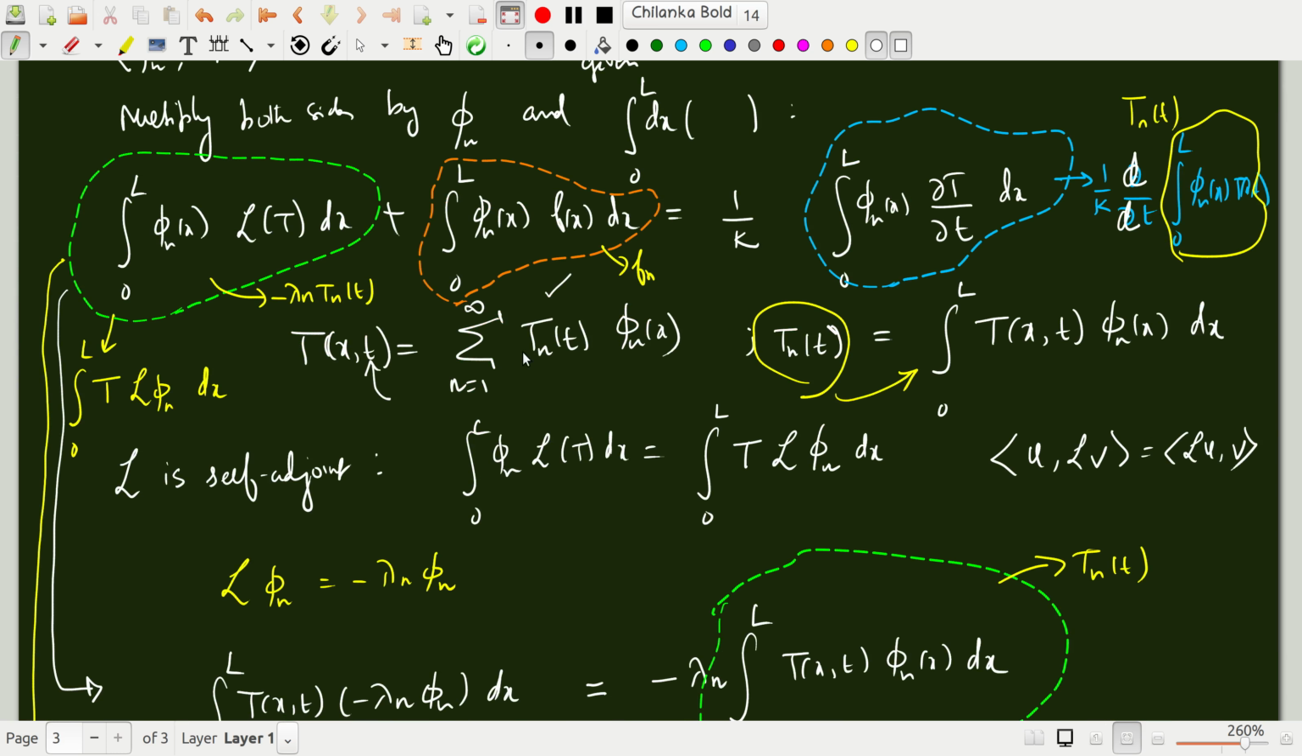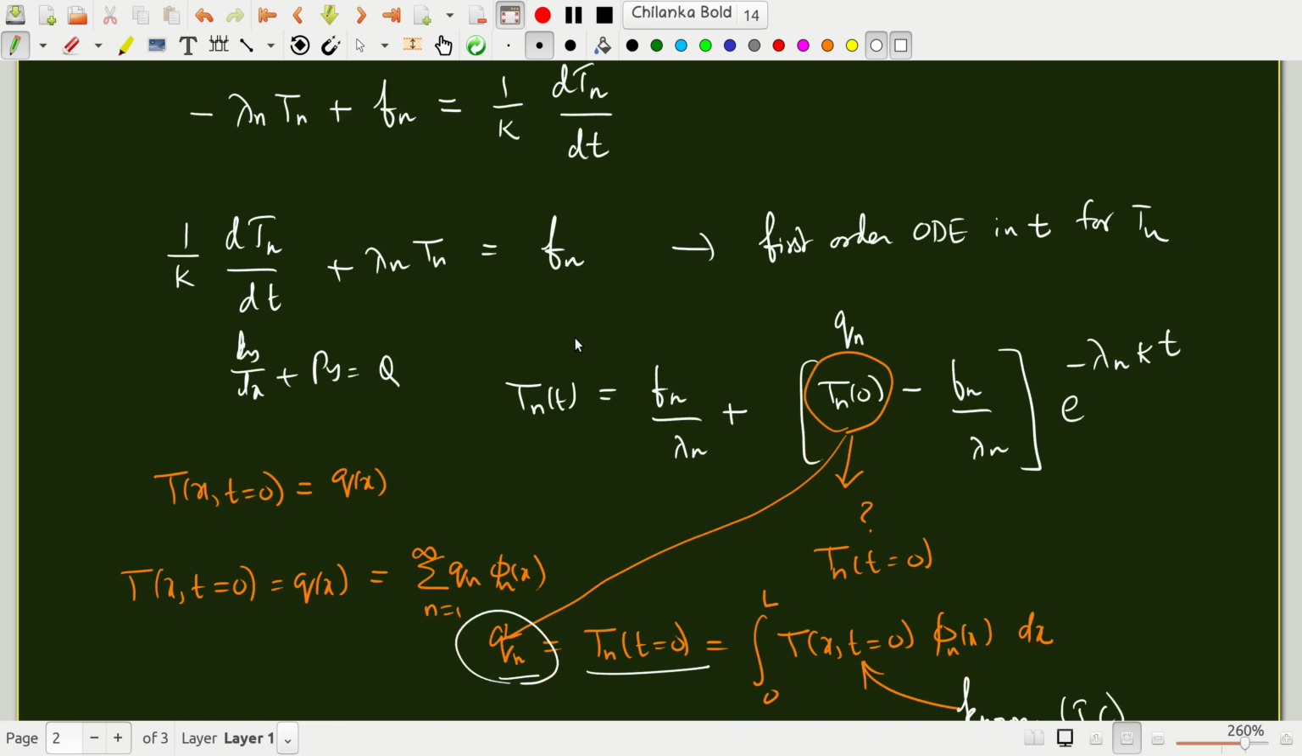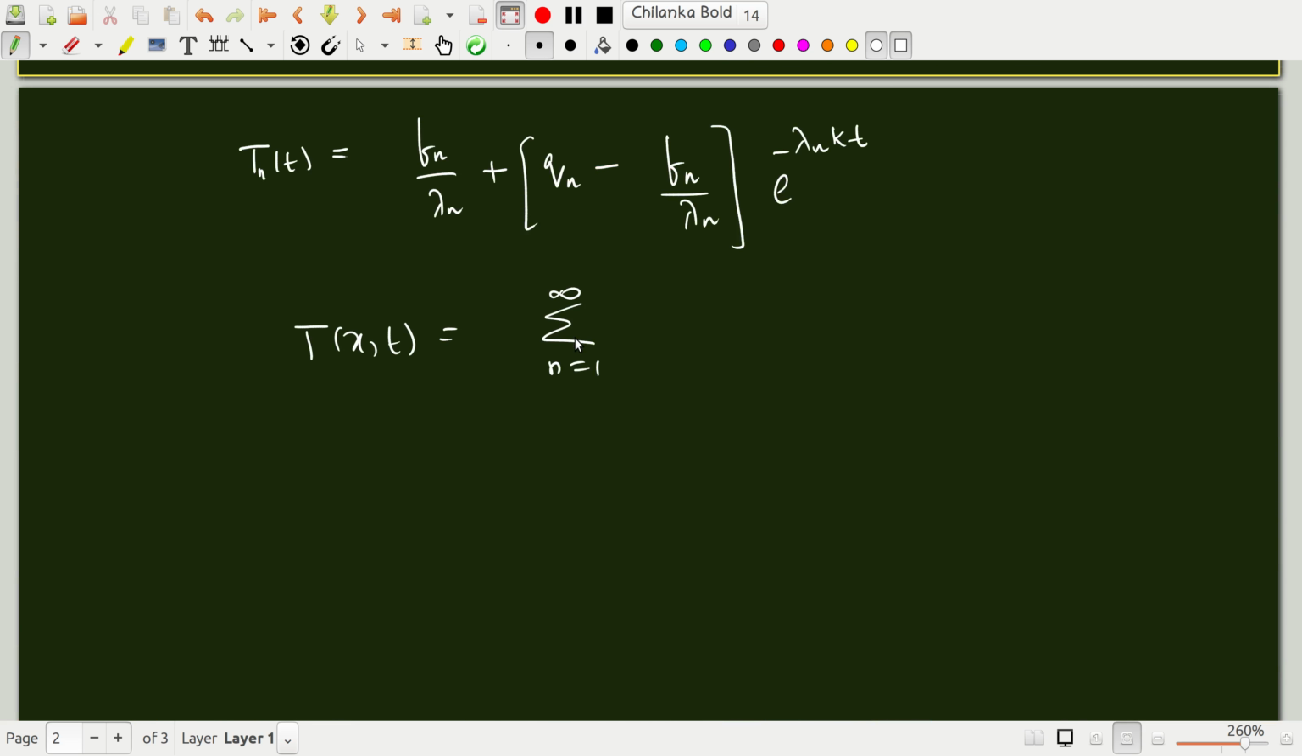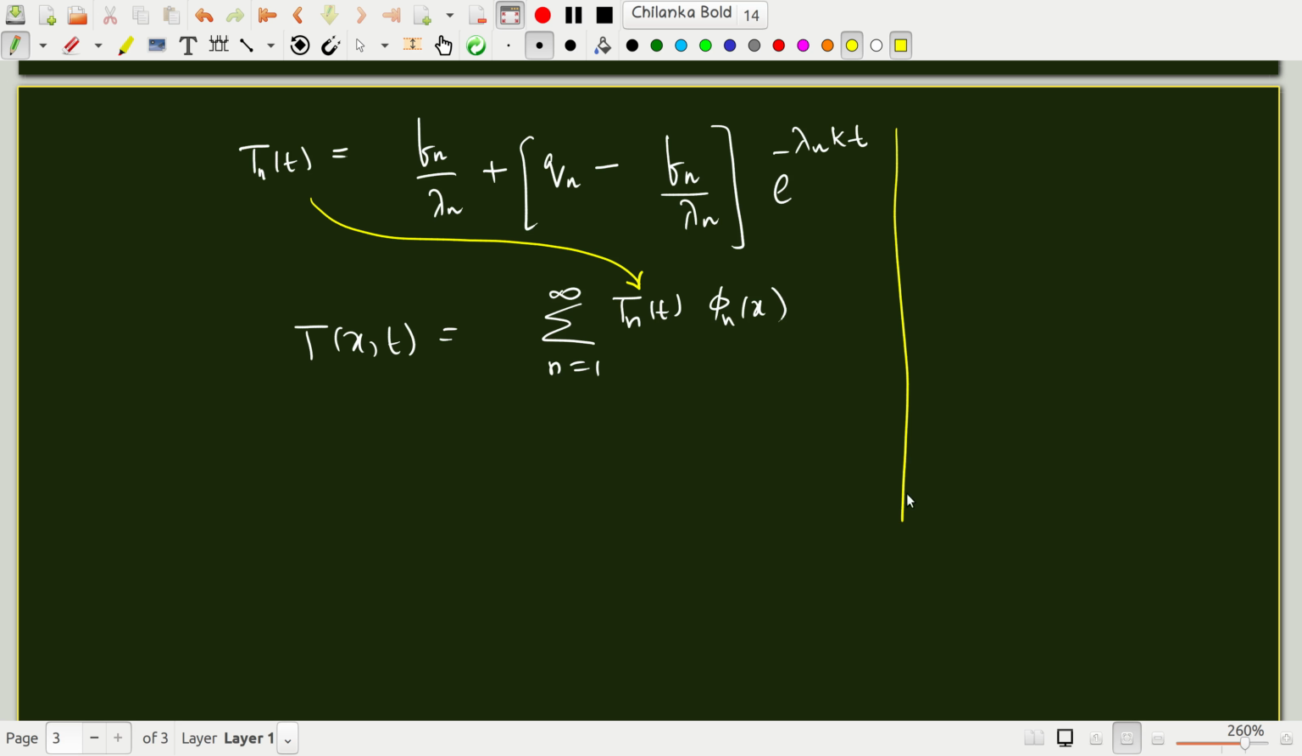Here you see this. Once you know Tn, you have to do the summation to find T of x t. So T of x t is the sum from n equal to 1 to infinity of Tn of t phi n of x. What is Tn of t? That is directly from here. You have to substitute this whole expression here, and we know what these individual quantities are.